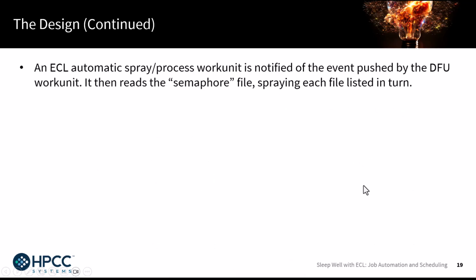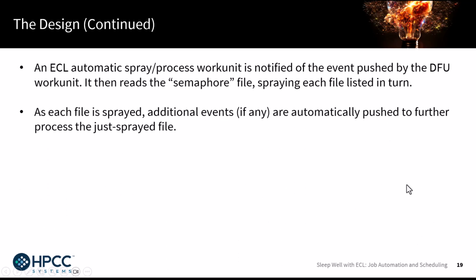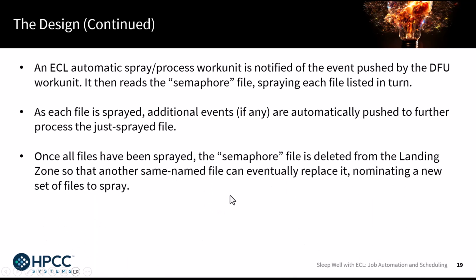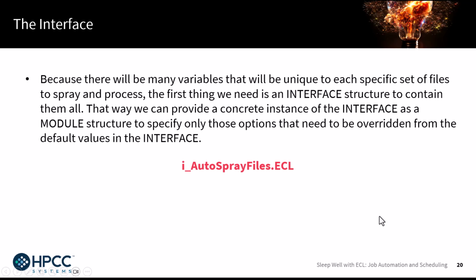An ECL automatic spray process work unit is notified of the event pushed by the DFU work unit and then reads the semaphore file, spraying each file listed in turn. After each file is sprayed, additional events are automatically pushed to further process the just sprayed file or files. And once all files have been sprayed, the semaphore file is automatically deleted from the landing zone so that another same name file can eventually replace it, nominating a new set of files to spray. All right, so that's the idea behind the design.